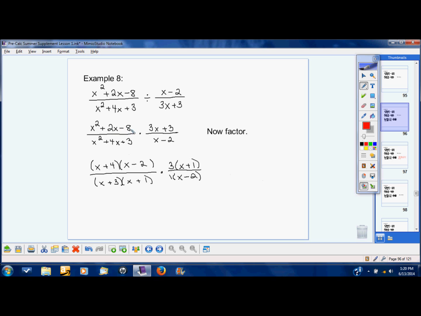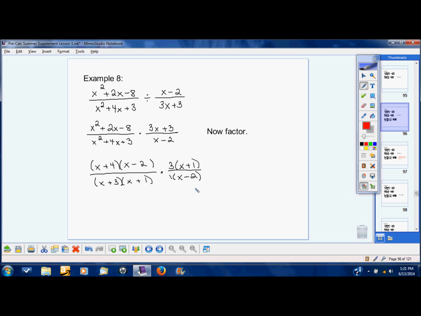X squared plus 2x minus 8 comes out to be x plus 4, x minus 2, because 4 times negative 2 is negative 8, but when you add 4 and negative 2 you get positive 2. This one, 3 and 1 multiply together to get 3, but when you add them you get this middle term 4x. This one, 3 is in common, so it can just be factored out. 3 times x is 3x, 3 times 1 is 3.